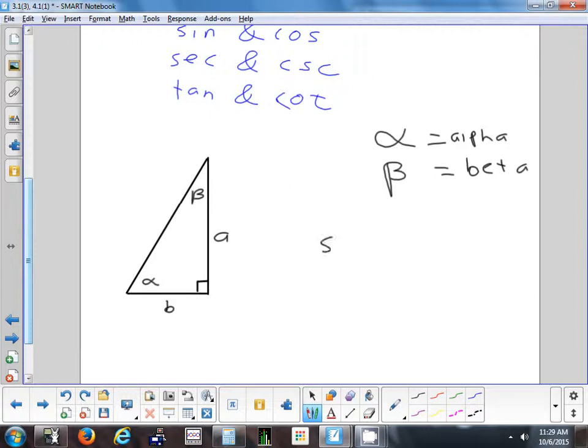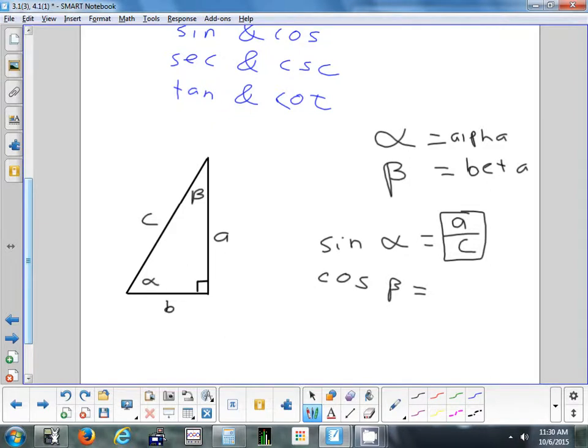Let's find the sine of alpha. Sine is opposite over hypotenuse. Actually, we're going to need to label that C. Andy, what's the side that's opposite alpha? A. And what's my hypotenuse? C. That's the sine of alpha, A over C.